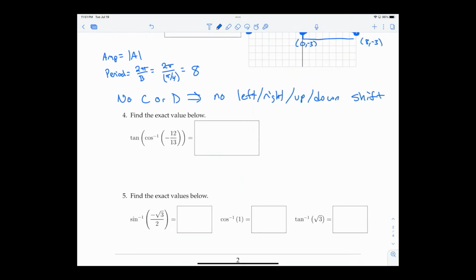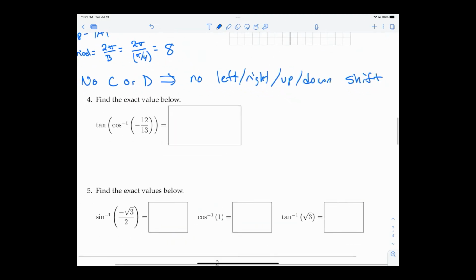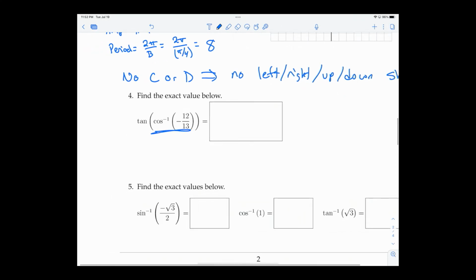What you would want to do here is generally like this. So this is a particularly difficult one. A lot of them you can just evaluate, and you could here, but it doesn't simplify very well unless you do it the way that I'm about to. So normally what I would do here is take the inside and call that theta. Theta equals cosine inverse -12 over 13.